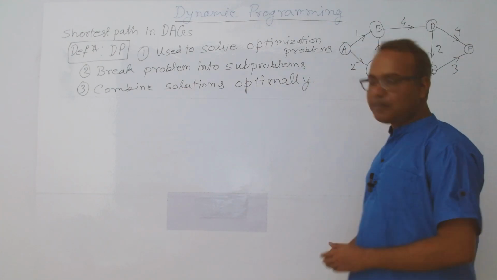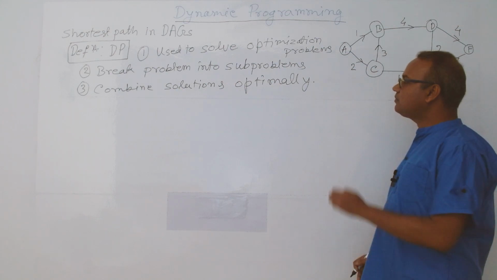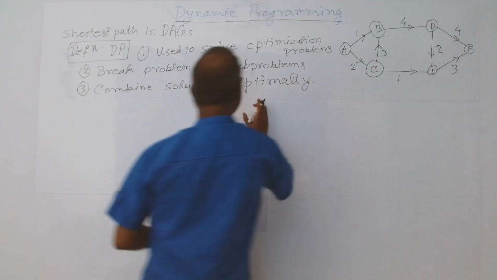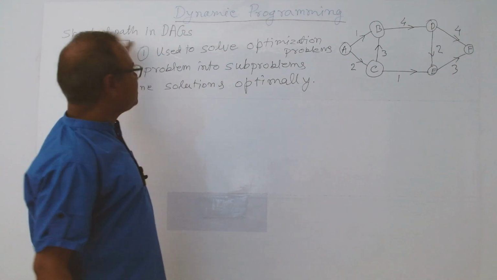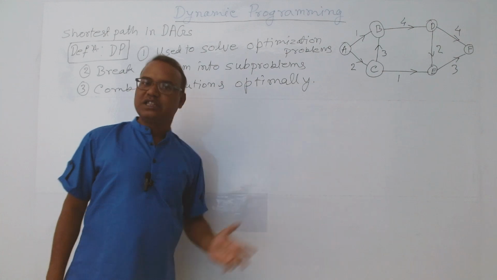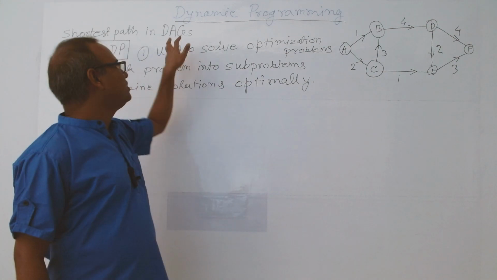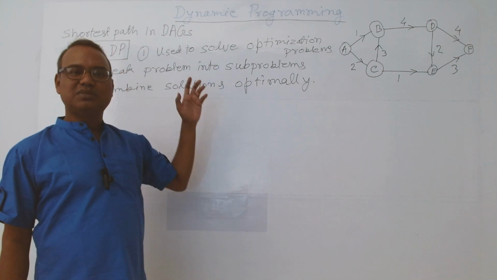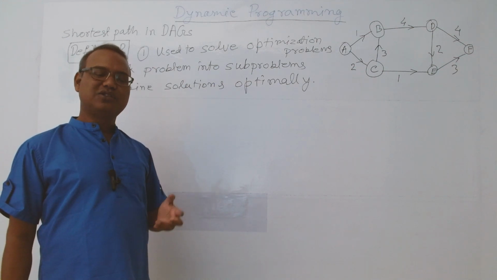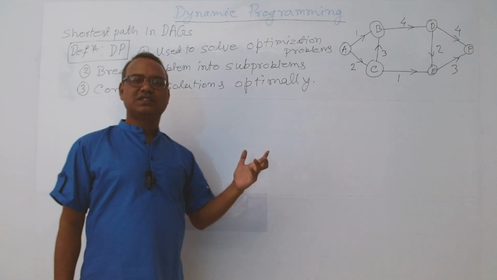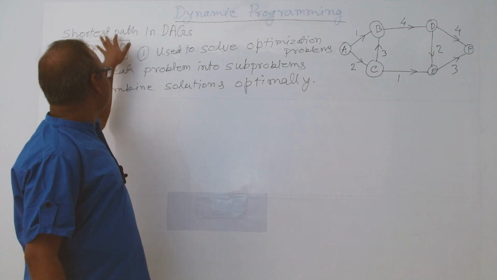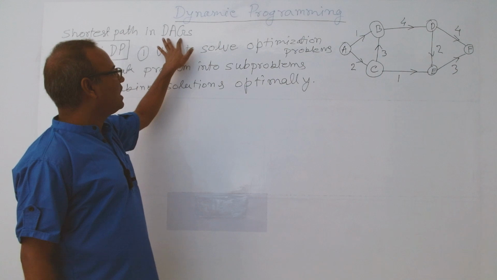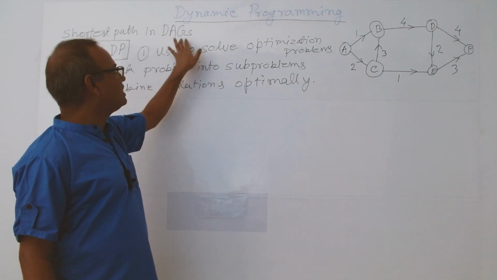Now today I am going to solve this problem, the shortest path problem, which you people already know. For the shortest path problem, you have used Dijkstra's algorithm in the graph algorithms section. Now we will solve the shortest path problem in a DAG. DAG means directed acyclic graph.